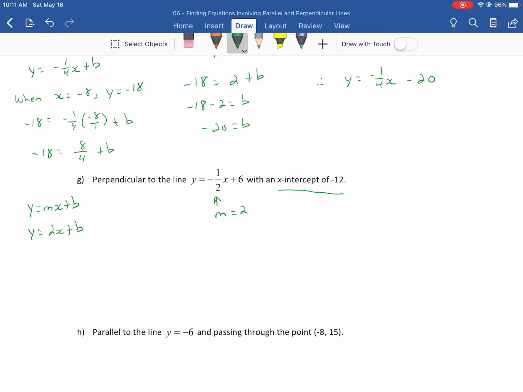Now sub in this point. Now look, again, this is a little bit difficult. This is a point I can use. It's an x-intercept of -12. But what are the coordinates of an x-intercept of -12? And you can draw a little graph to remind yourself. 1, 2, 3, 4, 5, 6, 7, 8, 9, 10, 11, 12. It's an x-intercept of -12. That means it has coordinates -12, 0. So my sentence, when x equals -12, y equals 0.